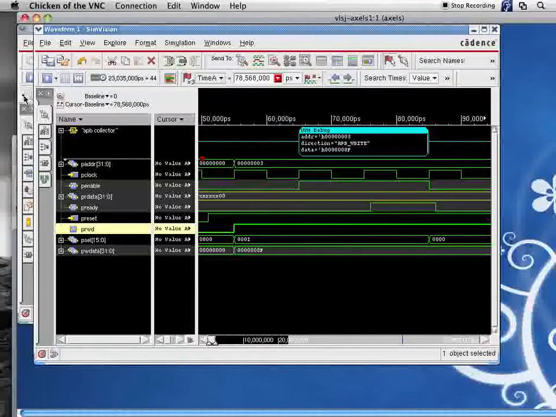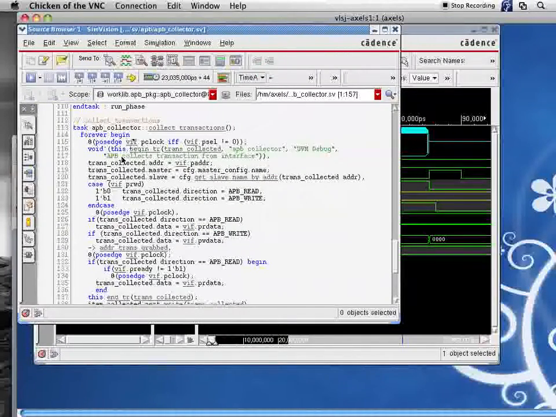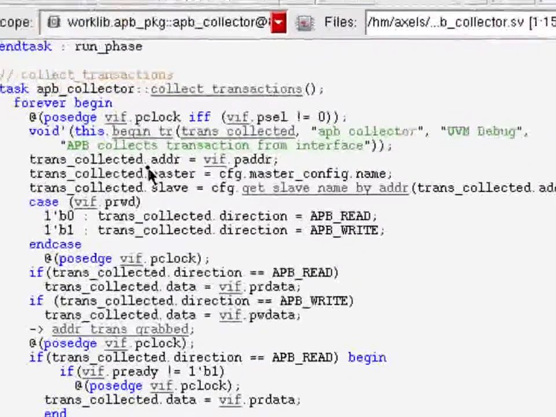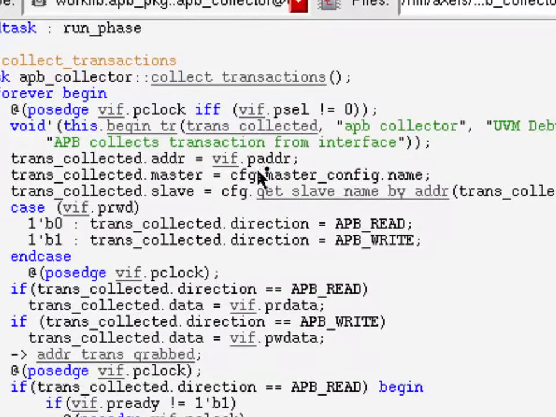Let's look at some code of how this is made to happen. So the primary task, where most of the work and heavy lifting is done, and where most of your code goes, is this conversion process. So let's look at this. The task is APB collector here. And you can see our transaction, which is called transaction collected, has a bunch of fields. One of them is address and so forth. And that's directly coming from PADDR, from the signal level interface of the actual RTL model, right?